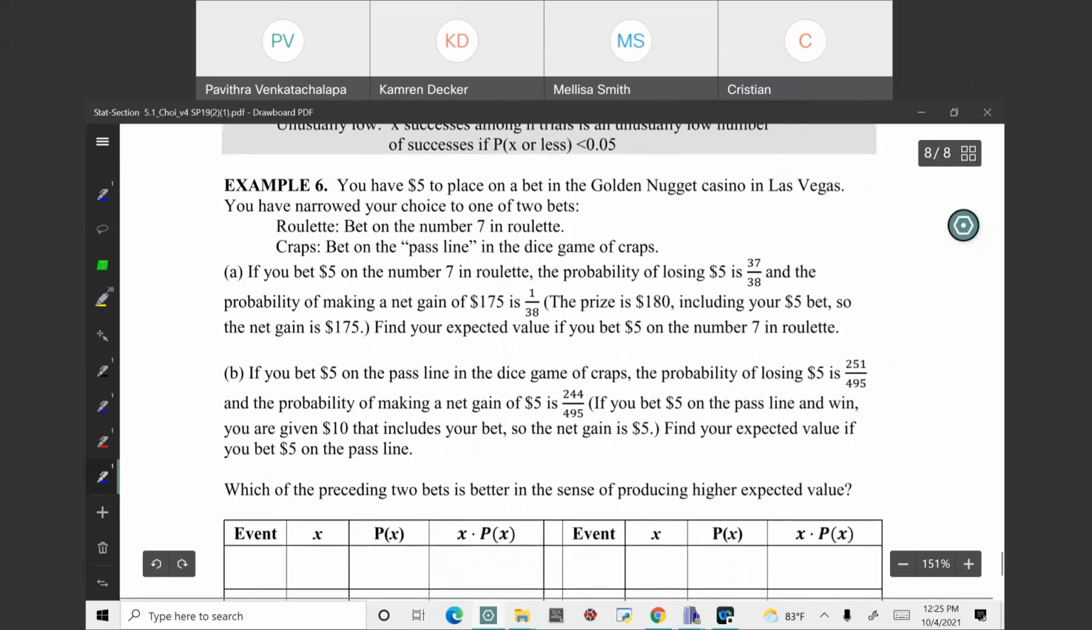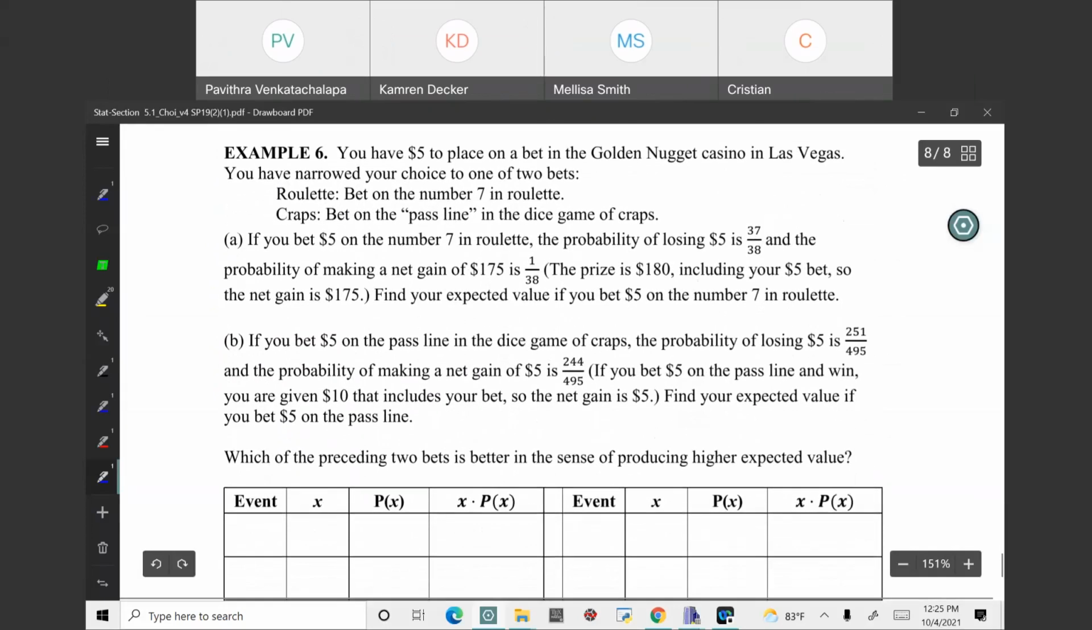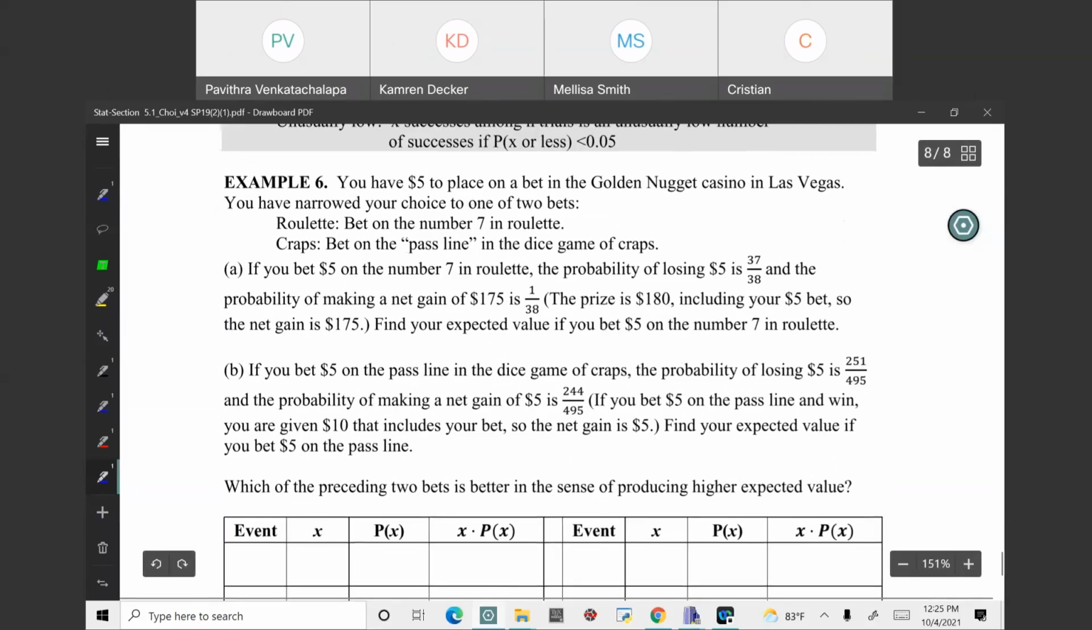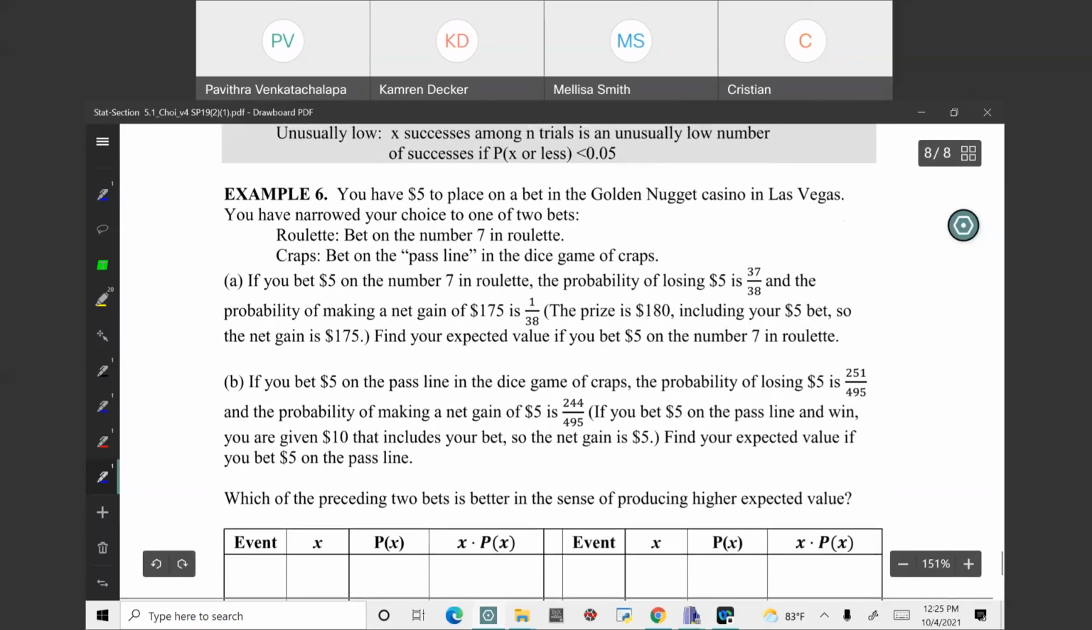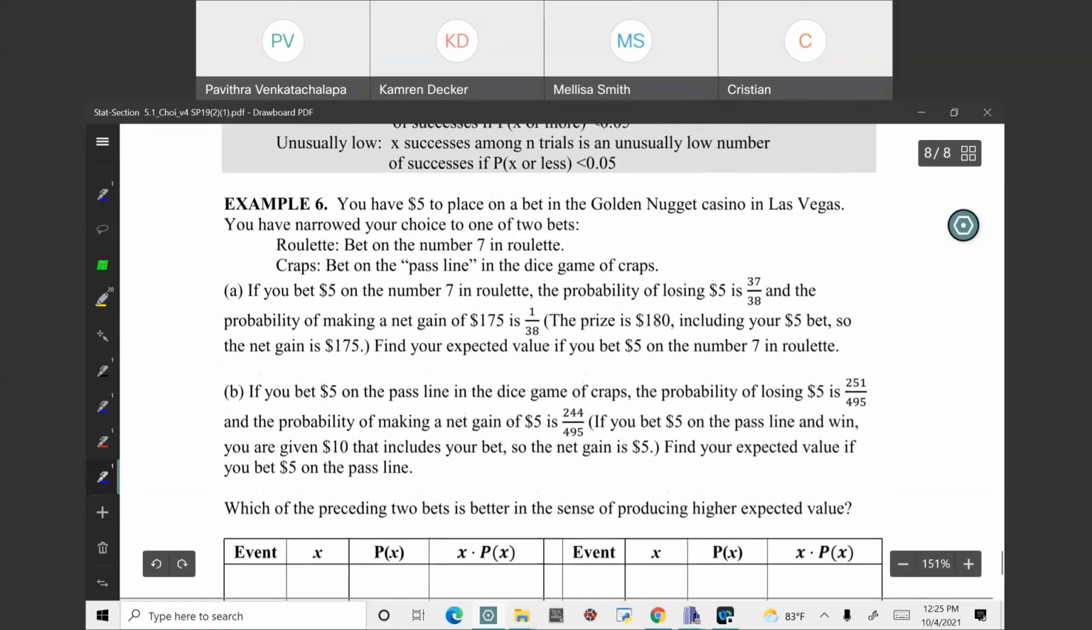Now, let us look at example 6. This is similar to your lab 4, where you were supposed to find the probability of winning and losing, right? So, it is similar to that. Now, take a minute to read this question.